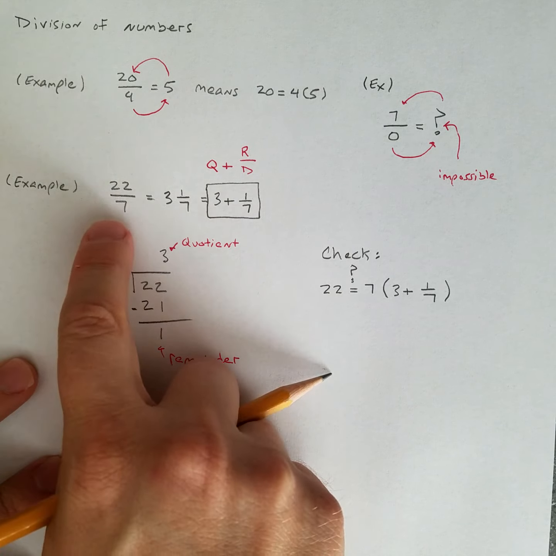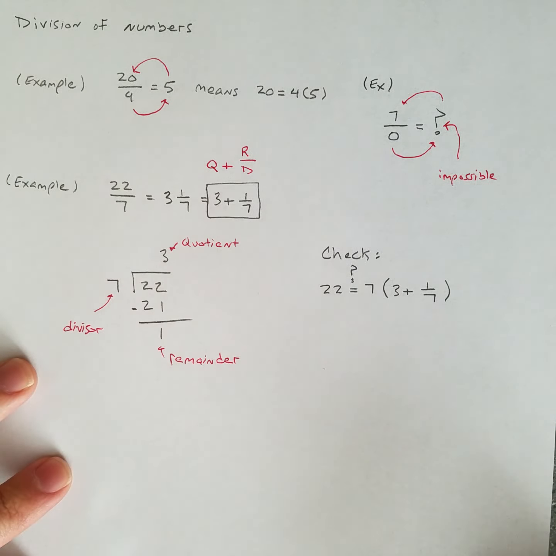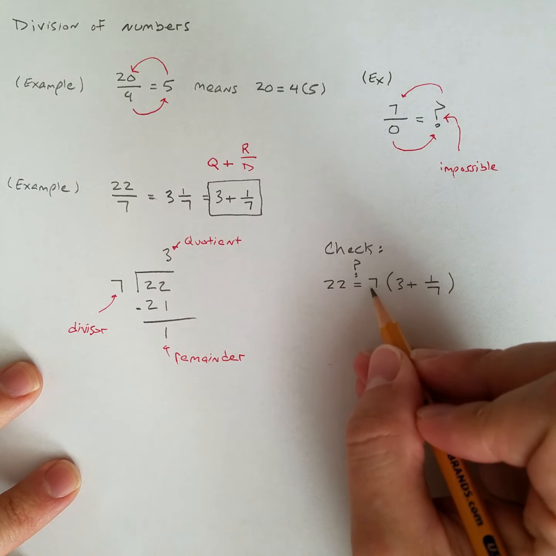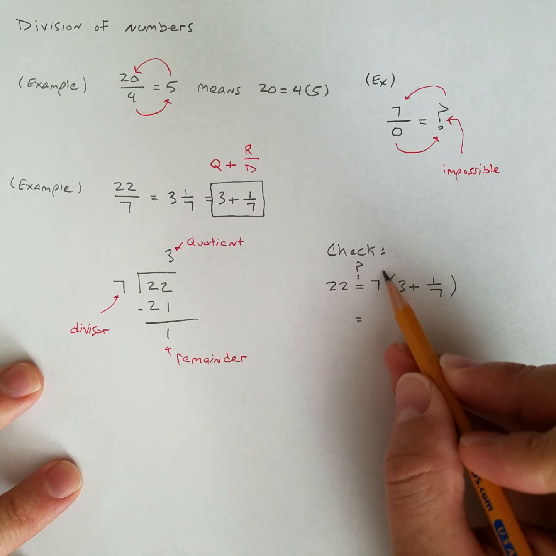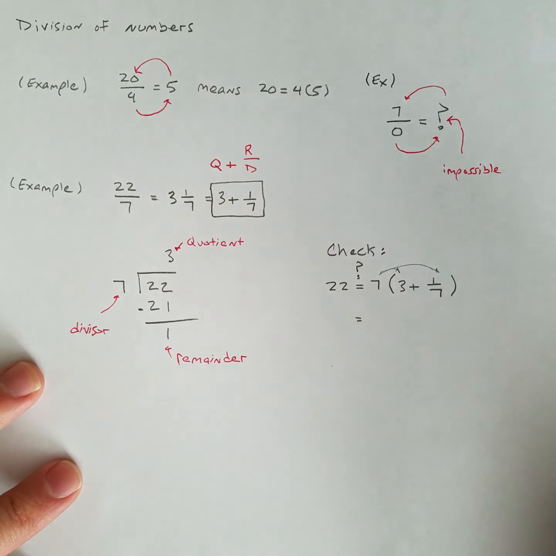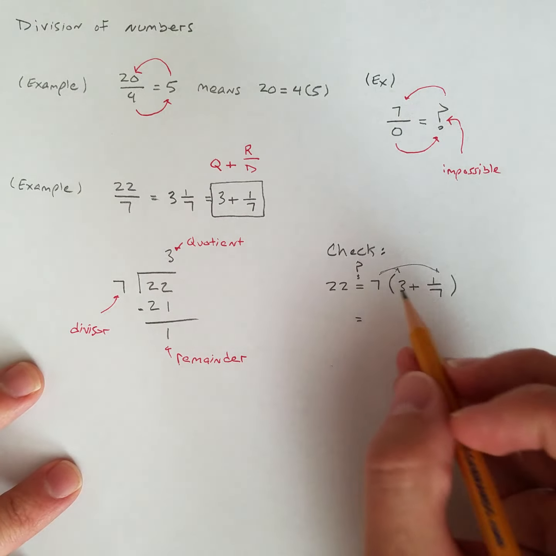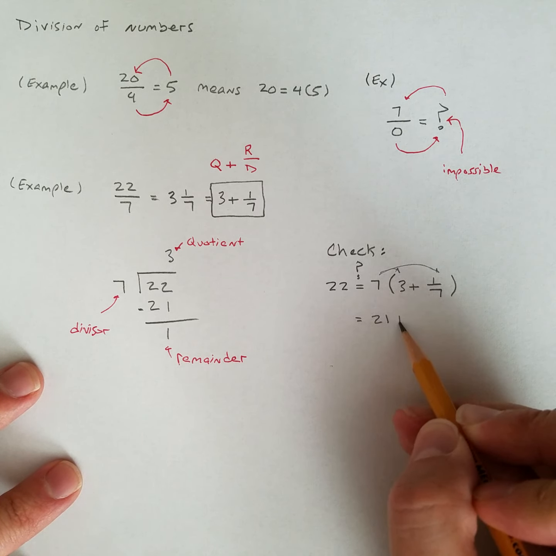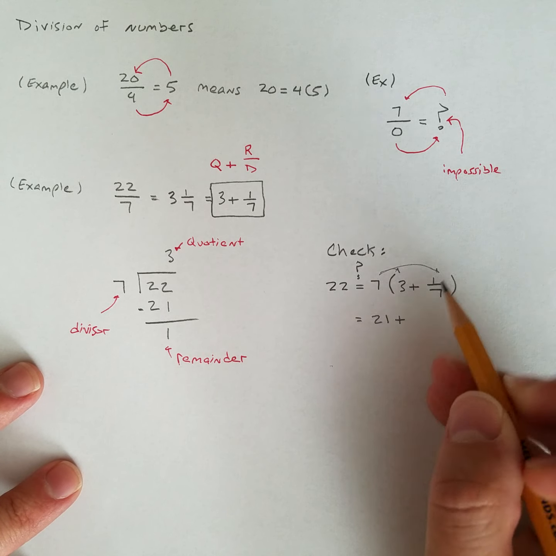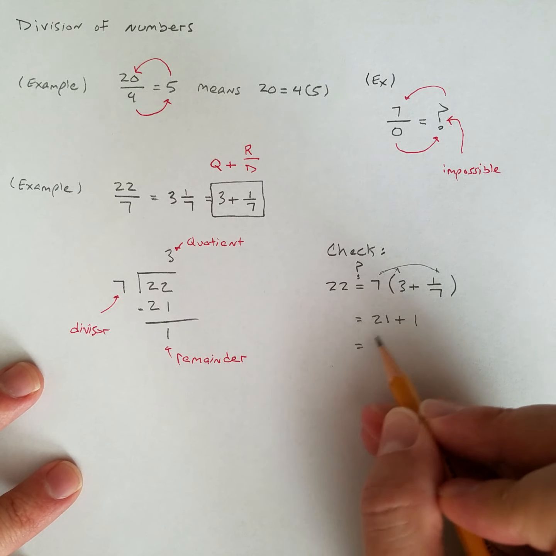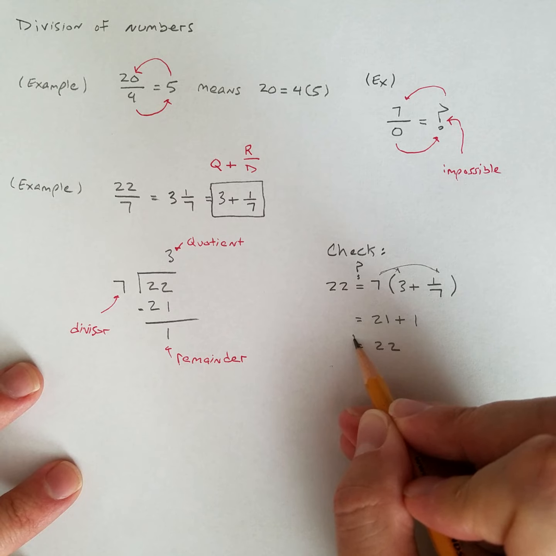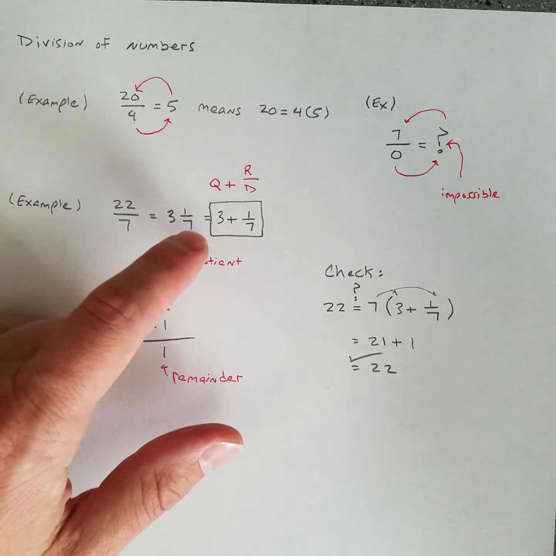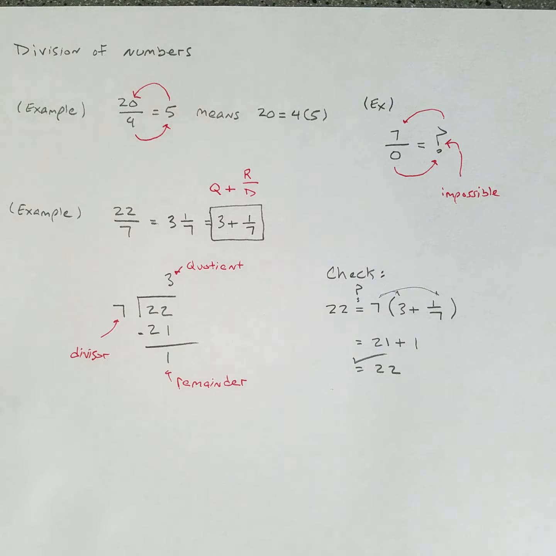So yes, is 7 times that answer equal to 22? Well, let's see. How would you put all that together? 7 times 3, 7 times 1 over 7. What's 7 times 3? 21. What's 7 times 1 over 7? 1. What's 21 plus 1? 22. Okay, so yes, it does work. That is the answer. Not that I had any doubt, but you know, you can check it.